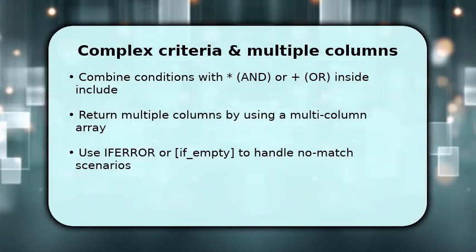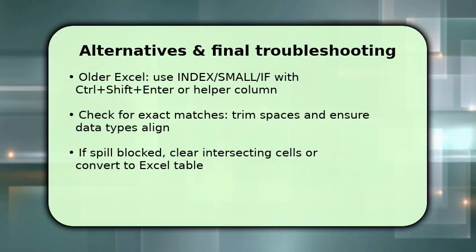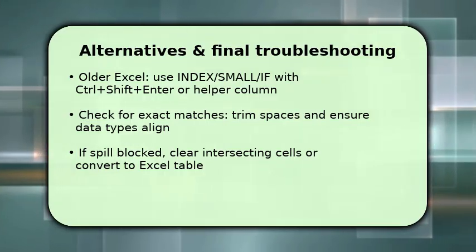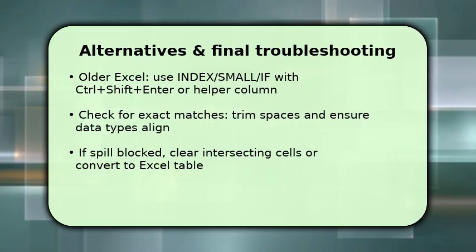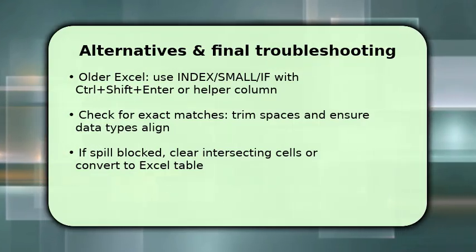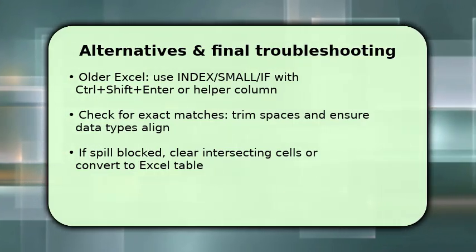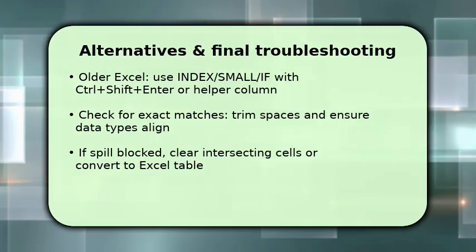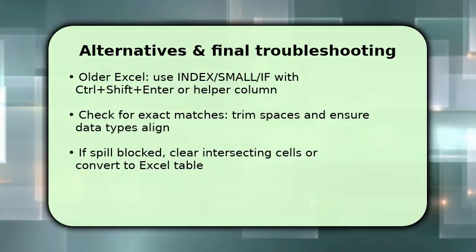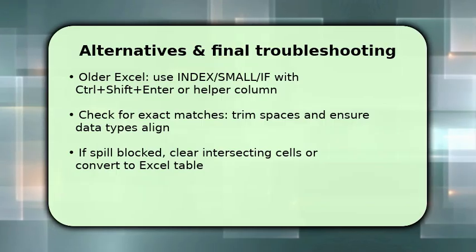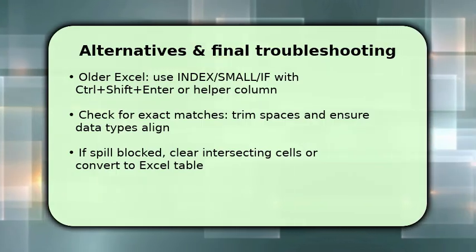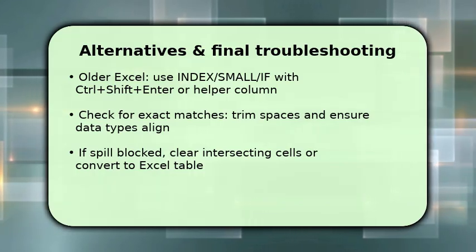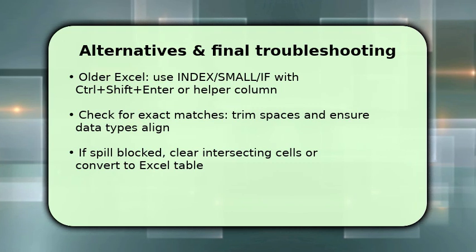Finish by considering alternatives and a key troubleshooting tip. If you lack FILTER, construct an INDEX/SMALL/IF array formula or add a helper column with sequential numbers for matches, then pull rows by index. Make sure to clean data, trim extra spaces, and convert numbers stored as text because mismatched types cause missing results. If Excel reports a spill error, clear blocking cells or convert ranges to a proper table so the spill can expand.